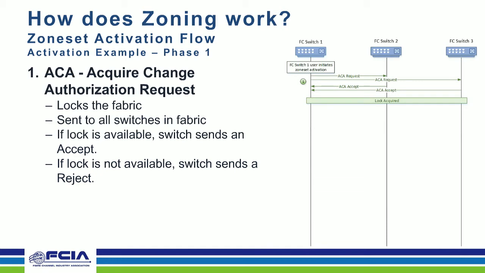And in the diagram on this page, FC switch 1 is the managing switch, and a user initiates a zone set activation and sends an ACA request to switches 2 and 3, and the lock happens to be available on these switches, and they both send an accept. And the result of that is the lock is activated.